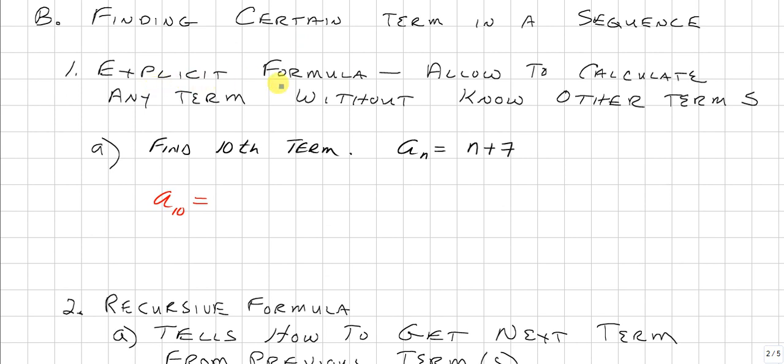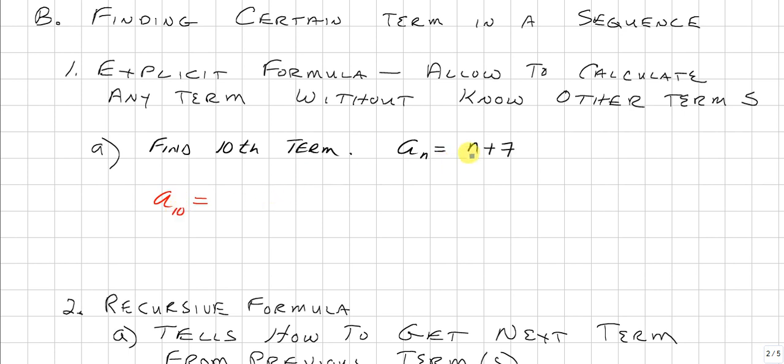One is an explicit formula. And that will allow me to calculate any term in the sequence without listing the whole sequence out. An example of an explicit formula would be something like this, where it says find the 10th term, and it gives me the formula a sub n is equal to n plus 7. So the n here just says the term number, so if I'm going to find the 10th term, I would put a sub 10.